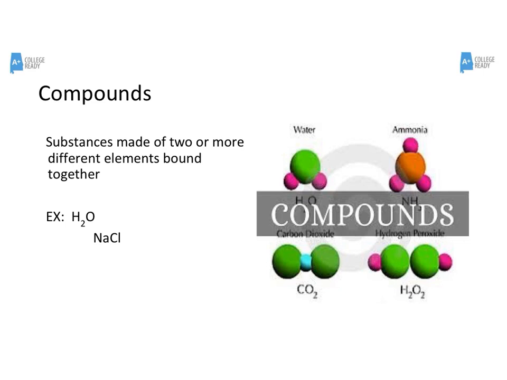Compounds are substances made of 2 or more different elements bound together. Some examples include water, two atoms of hydrogen to 1 atom of oxygen, or sodium chloride or table salt, 1 atom of sodium to 1 atom of chlorine.